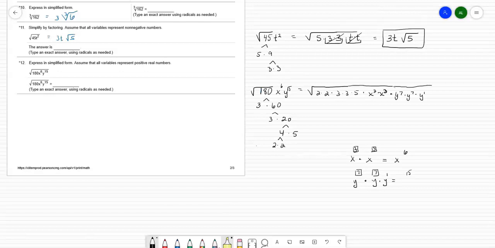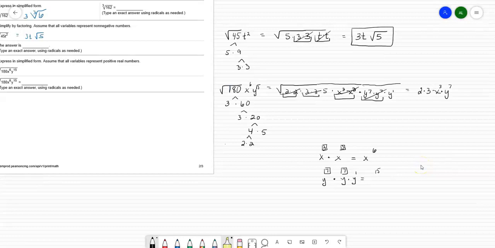So let's start bringing out the perfect squares that we have. So we have perfect square set of 2's that comes out, perfect square set of 3's that comes out. The 5 is going to remain. It's not a perfect square. It's by itself. We have our perfect square of x to the third powers. That's going to come out. We have our set of y to the 7th powers. That's going to come out. But we still have a y to the 1st that will remain. So underneath our square root sign, we still have a 5 and we have a y.